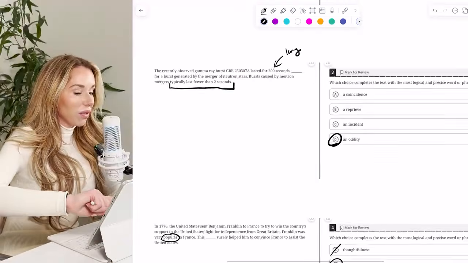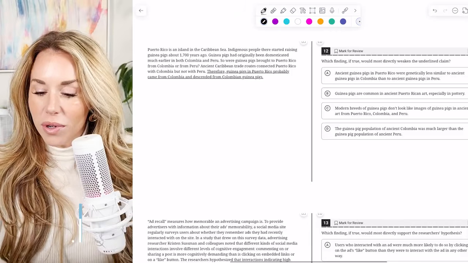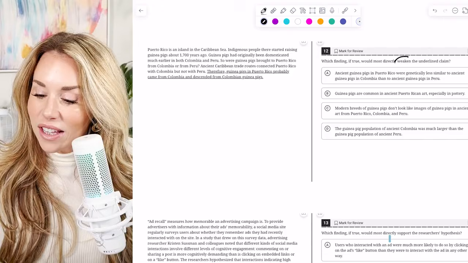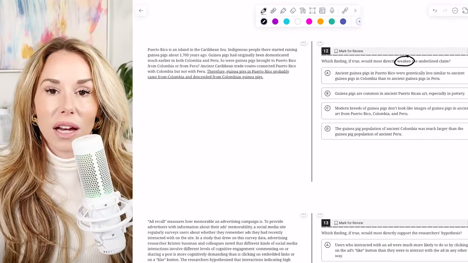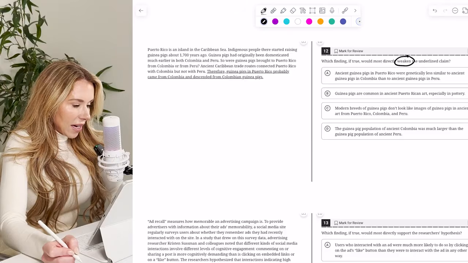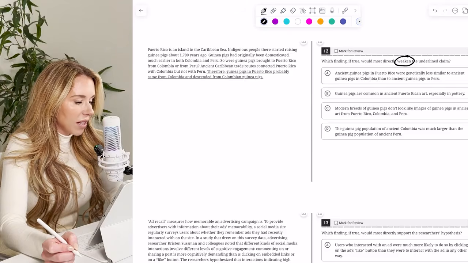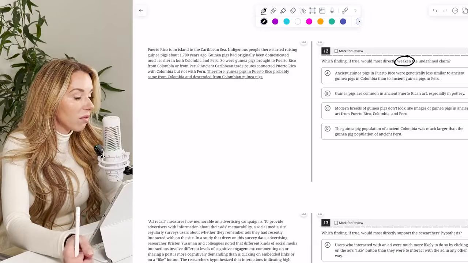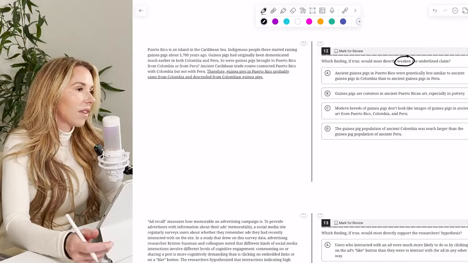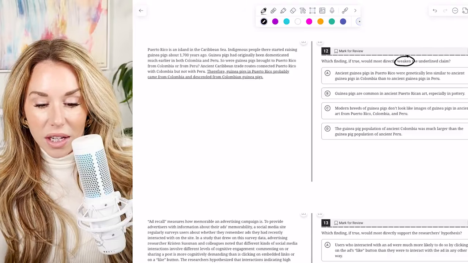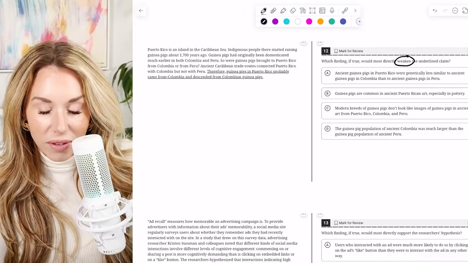All right, let's go back to the reading ones I didn't do yet. All right, number 12. Which finding, if true, would most directly weaken the underlying claim? Okay, we have to be careful. We want to weaken it. So let's start at the top because this one is a timeline one and I just want to get the entire context. Puerto Rico is an island in the Caribbean Sea. Thank you for telling us that. Indigenous people there started raising guinea pigs about 1,700 years ago. That's pretty cool.